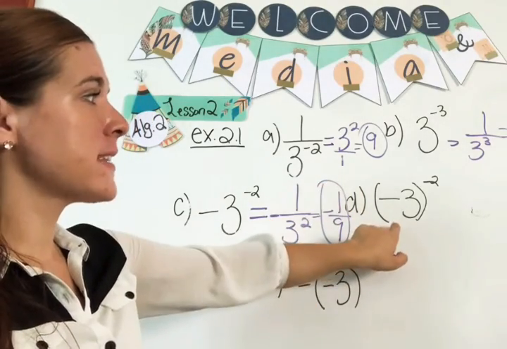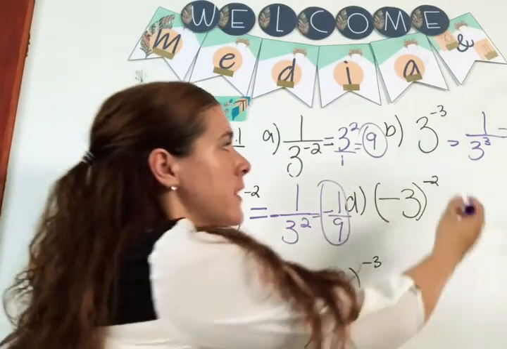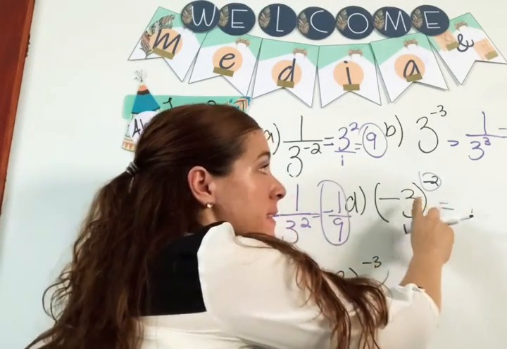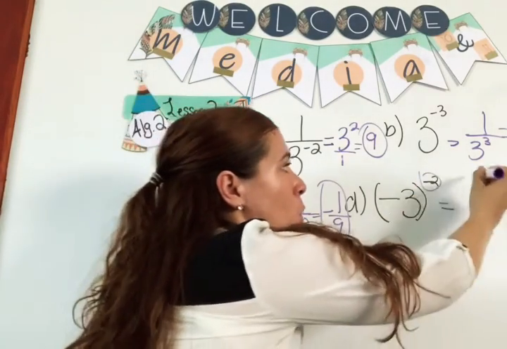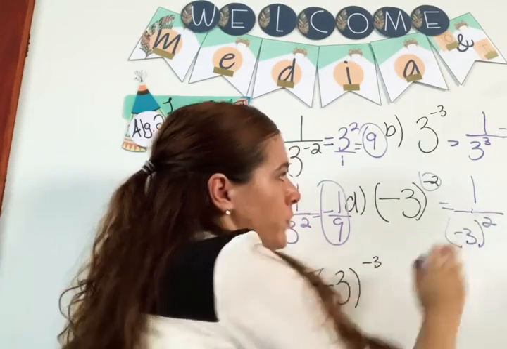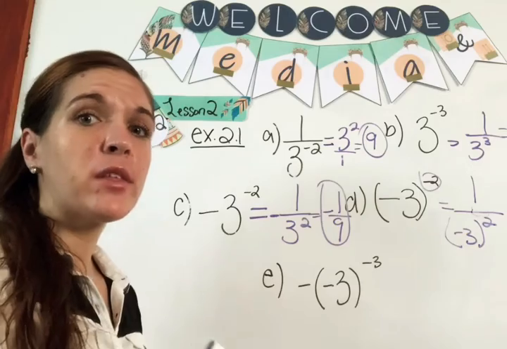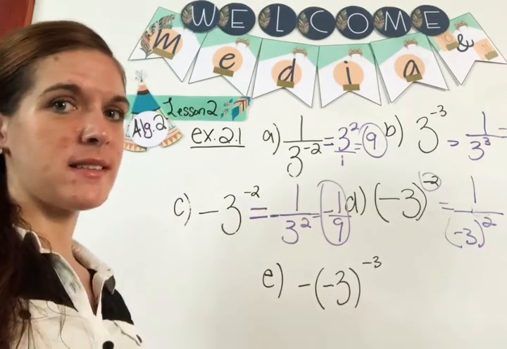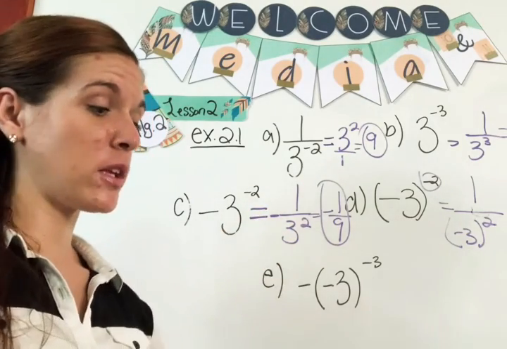Okay, now this time it's in parentheses. Well, first let's do this thing. So that means it's going to flip it to the denominator. So 1 over negative 3 to the 2. Okay? Well, negative 3 to the 2 in parentheses is 9. If you don't remember, you need to go back to the other lesson.